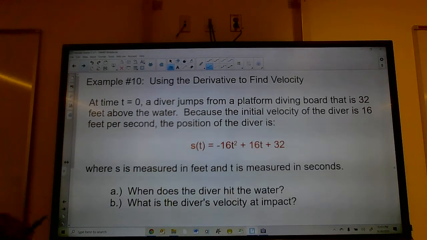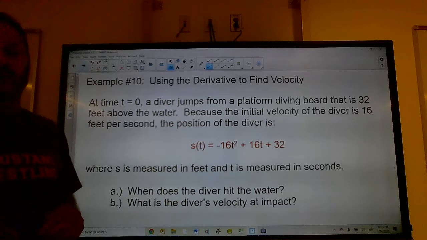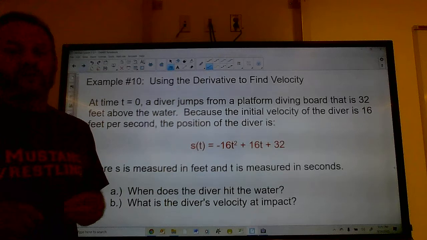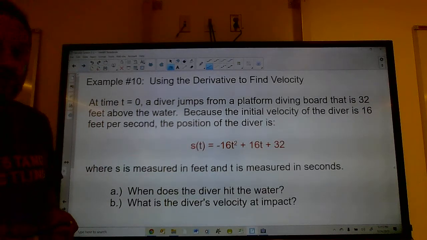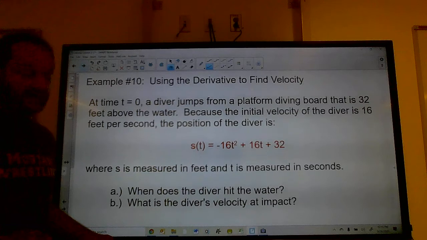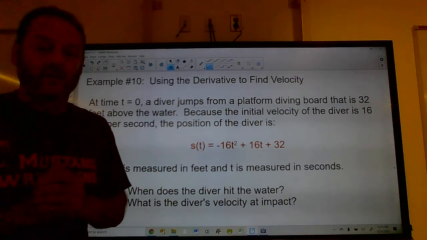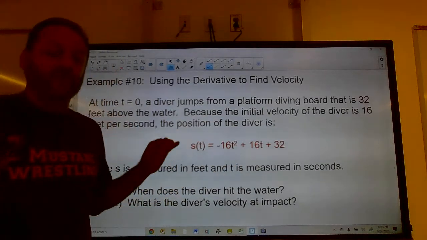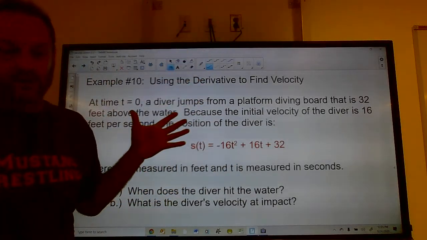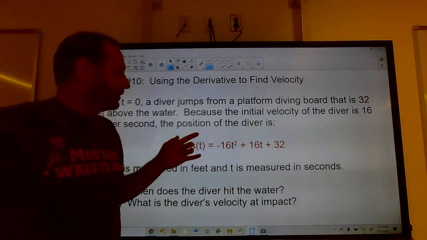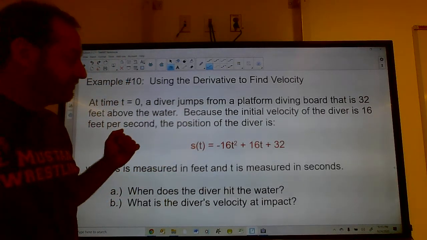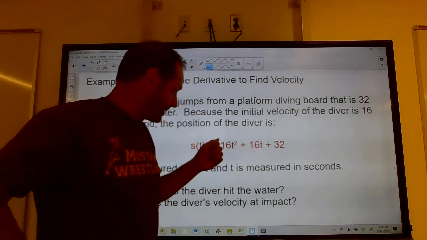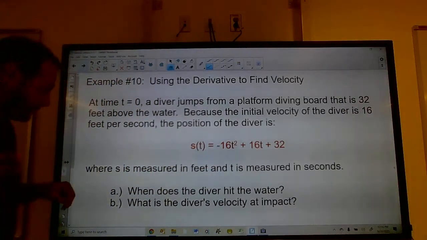Okay, using the derivative to find the velocity. So at time t equals 0, a diver jumps from a platform diving board that is 32 feet above the water. Because the initial velocity of the diver is 16 feet per second, the position of the diver is S of t equals negative 16t squared plus 16t plus 32. Okay, notice this formula is different than the last one. The last one was a formula for when you drop something. Okay, this one, when you jump off a diving board, you have an initial velocity. That's taken care of in here. So this is your start height, here's your velocity, here's your coefficient for the Earth.